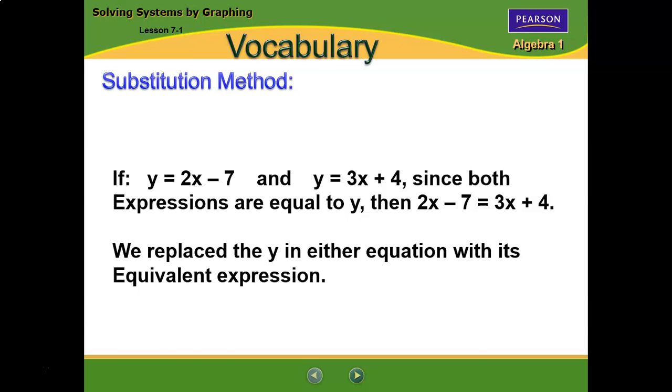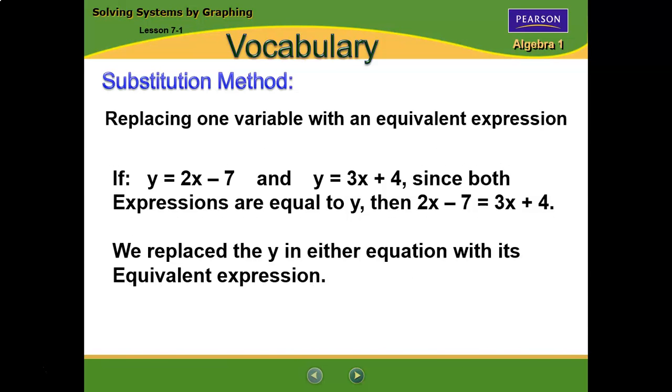All right, let's go over some vocabulary. When we use the substitution method for solving systems of equations, it is very, very simple. Substitution means to replace. And we only replace when things are equal in value, and we're going to see that in our examples. So the substitution method is when you replace one variable with an equivalent expression.